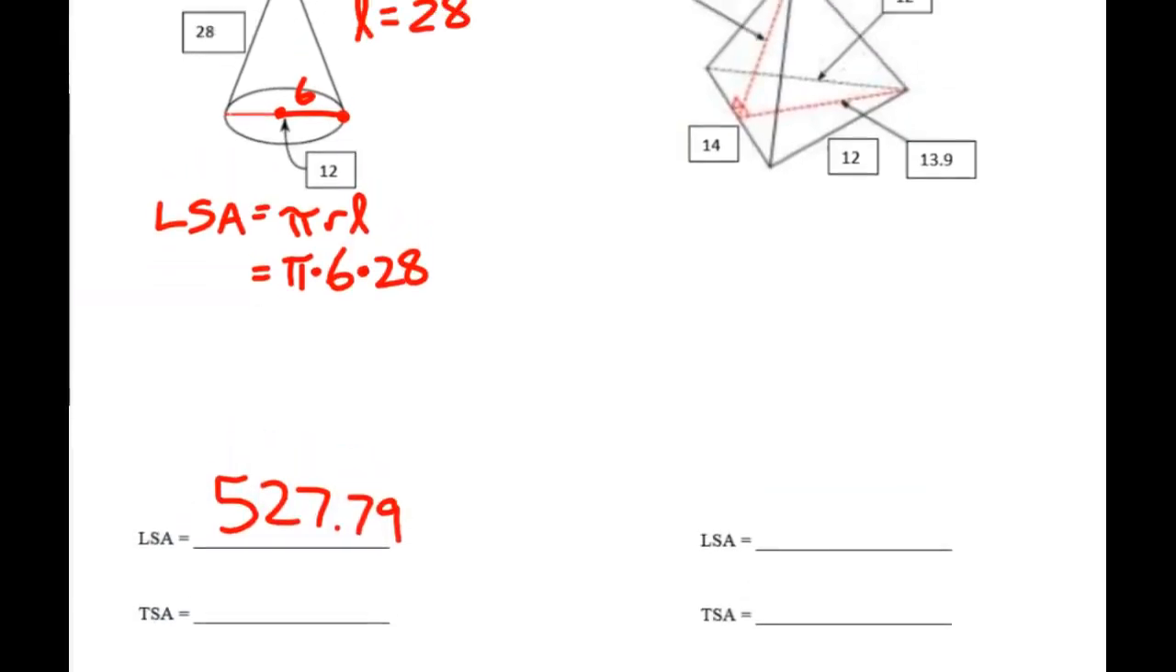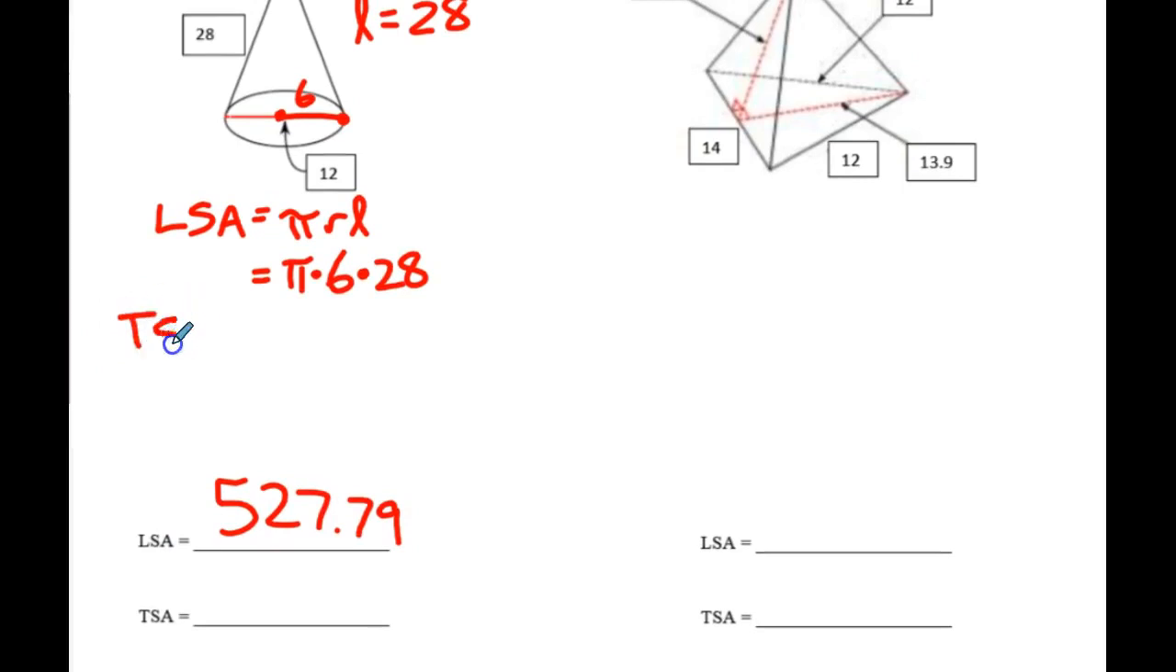And then, for the total surface area, pi RL plus pi R squared. We already know what pi RL is, we just figured that out. Plus pi R squared.